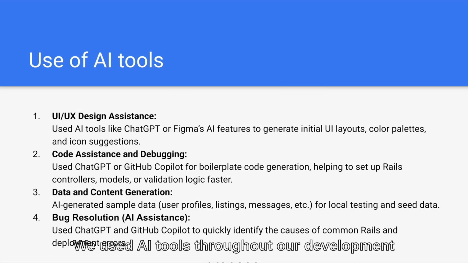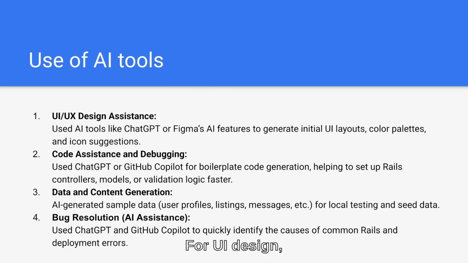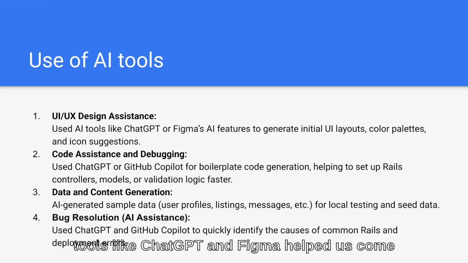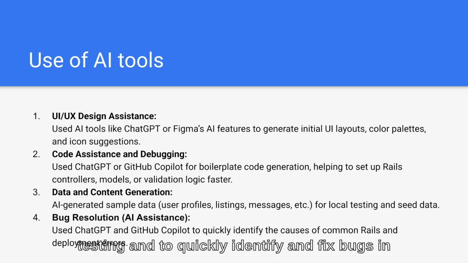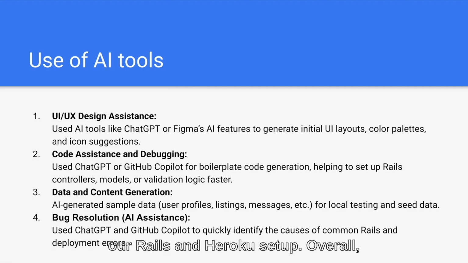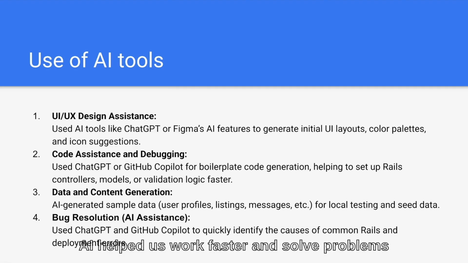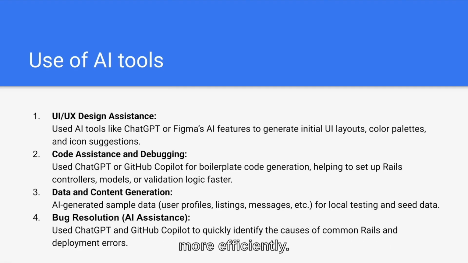We used AI tools throughout our development process. For UI design, tools like ChatGPT and Figma helped us come up with color schemes and layout ideas. AI also assisted with coding for issues like generating boilerplate Rails code and helping debug errors. We used it to create sample data for testing and to quickly identify and fix bugs in our Rails and Heroku setup. Overall, AI helped us work faster and solve problems more efficiently.